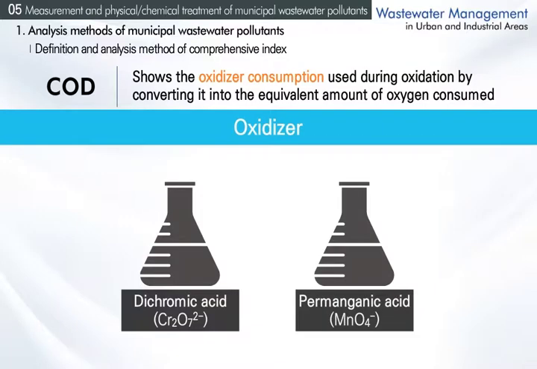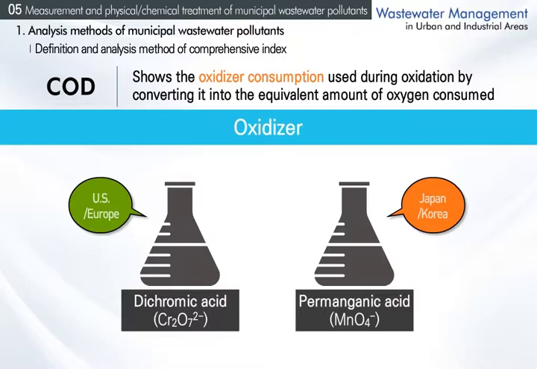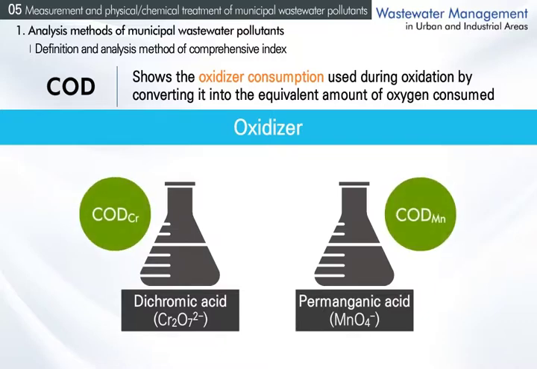Usually, dichromic acid or permanganic acid are used as oxidizers, and Korean or Japanese standard test laws use permanganic acid as oxidizer, while the US and Europe use dichromic acid. To distinguish each case, manganese and chromium under COD are used as suffixes. COD manganese is the COD measurement that uses permanganic acid as oxidizer, and COD chromium uses dichromic acid. The oxidation ability of dichromic acid is stronger than that of permanganic acid, and thus the COD chromium value is measured higher than the COD manganese value.